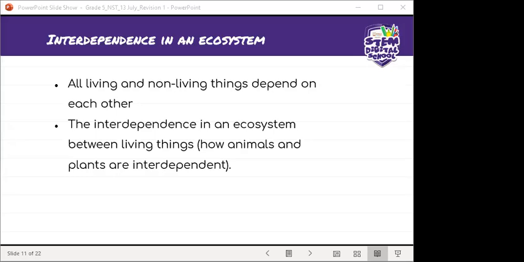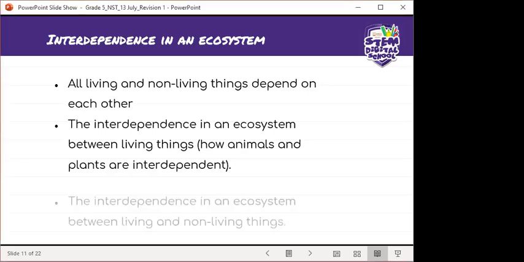We said that all living and non-living things depend on each other. Then the interdependence in an ecosystem between living things is how animals as well as plants are interdependent, meaning that they depend on each other for certain things. For example, the plant will need the carbon dioxide that the animal breathes out in order to make its food. Then the animal needs the oxygen that the plant forms in order to survive. So that is what we mean by interdependence.